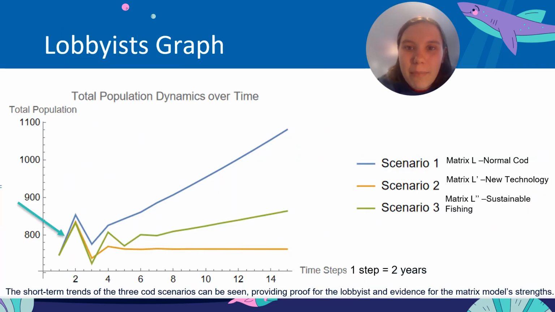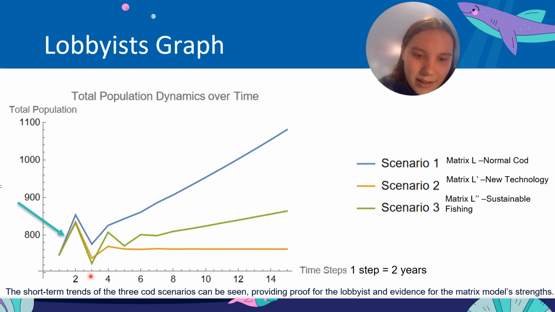So here we have our much anticipated graph. This graph shows the end behavior of the L prime matrix is that it levels out and continues on forever. Our L prime matrix is this orange line here, that's our scenario 2, that's our new technology. So this is not F. F is not a scenario, it's just a thing that affects L. So reminder, L prime is L minus F.